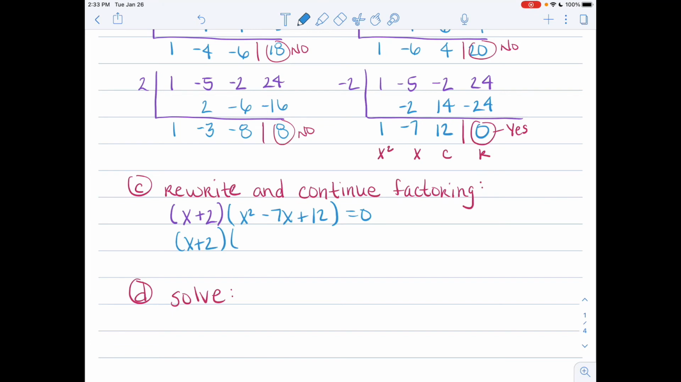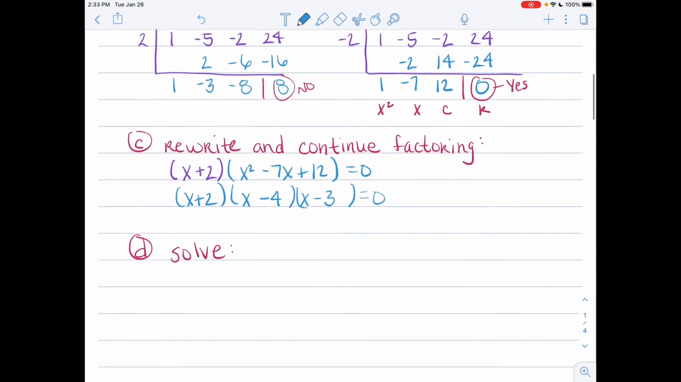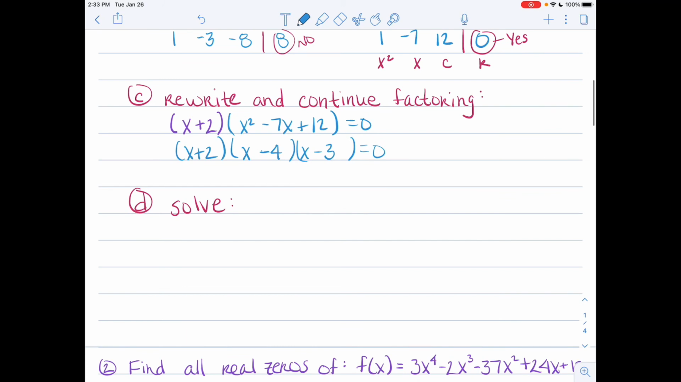Because it has 3 terms, I should be able to use quadratic form, and so I'm thinking of 2 numbers that multiply to be positive 12 and add to be negative 7, and that would be negative 4 and negative 3, because those 2 added together will give me negative 7, but multiplied will give me 12. Now I have 3 linear factors, and I can go ahead and solve those.